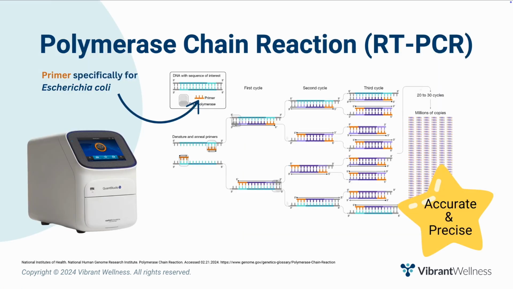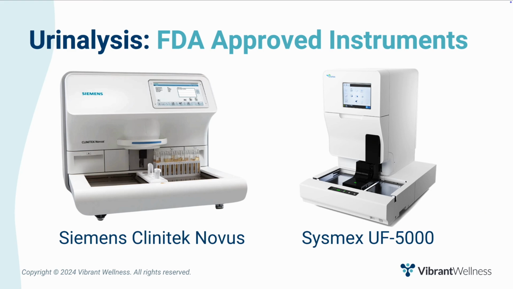Vibrant's UTI Zoomer uses real-time PCR methodology to accurately identify UTI pathogens. Briefly, genetic material is extracted and purified from urine samples, and a genotyping assay is performed. RT-PCR is a gold standard for identification of genetic material, so results are accurate and precise. Urinalysis is performed using FDA-approved fully automated Siemens ClinTech Novus and Sysmex UF 5000 instruments.